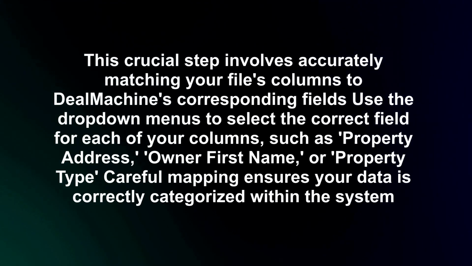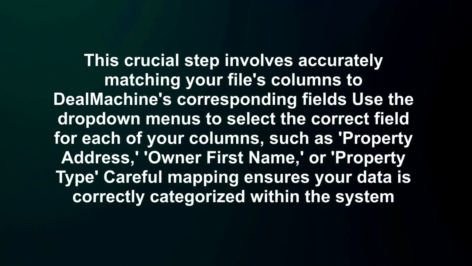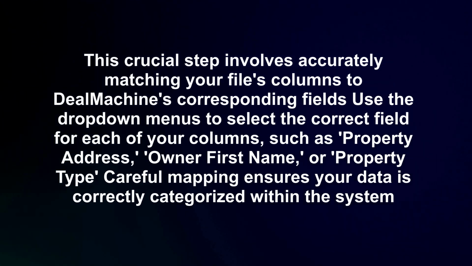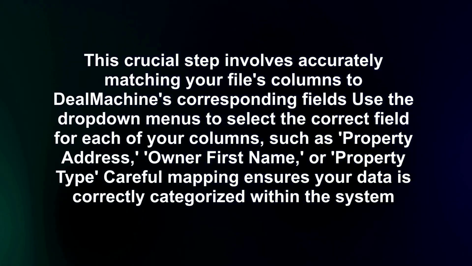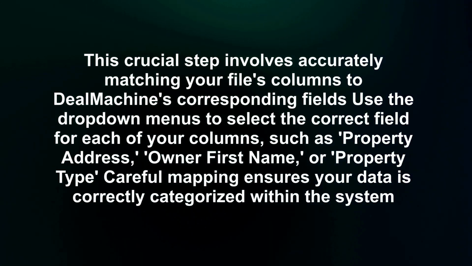This crucial step involves accurately matching your file's columns to Dealmachine's corresponding fields. Use the drop-down menus to select the correct field for each of your columns, such as property address, owner first name, or property type. Careful mapping ensures your data is correctly categorized within the system.